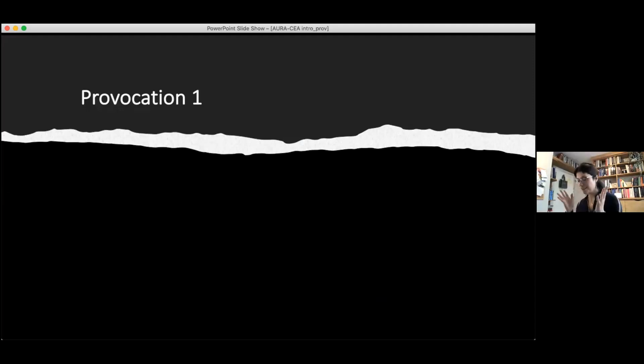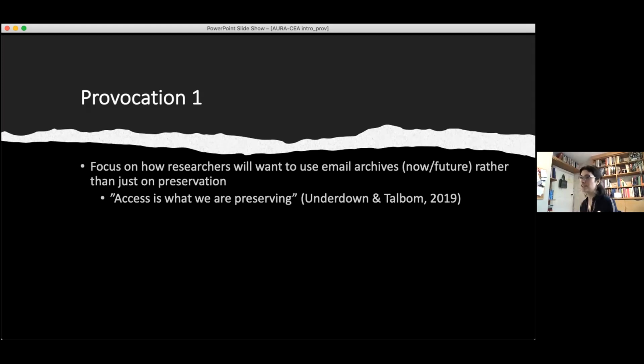Thanks, Shanti. We were asked to come up with some provocations, and we had a discussion as a team and thought we actually have two provocations in terms of some of the work that exists around email archives. Our first provocation is this focus that we started out with: should we be starting with how researchers want to use email archives, both now and in the future, rather than just looking at preservation? We completely agree preservation is extremely important, but it's also a question of what it is that we're preserving. There was obviously an excellent blog I'm sure you're all familiar with, highlighting that access is what we're preserving. There are different types of users out there.